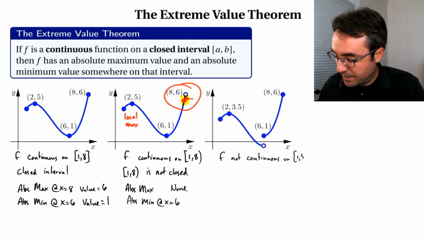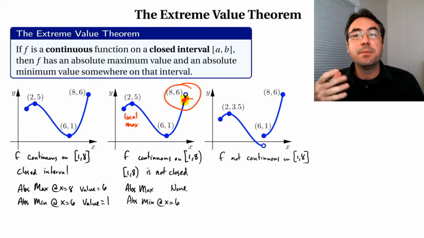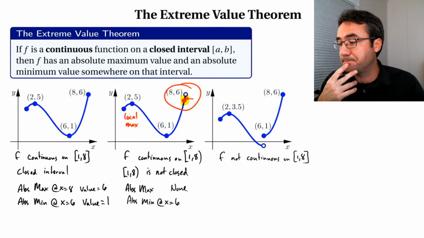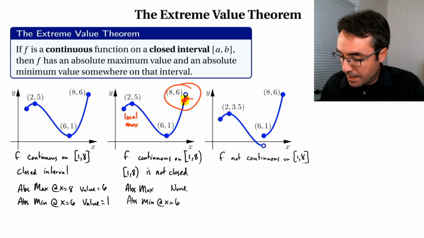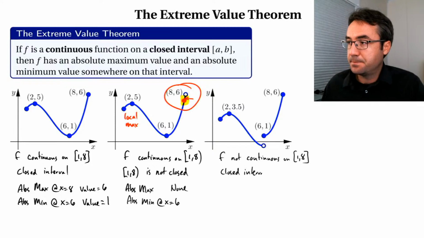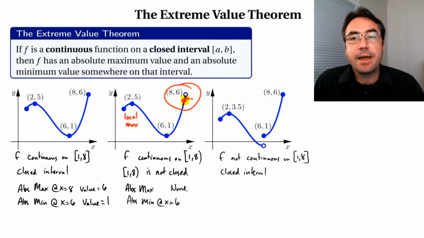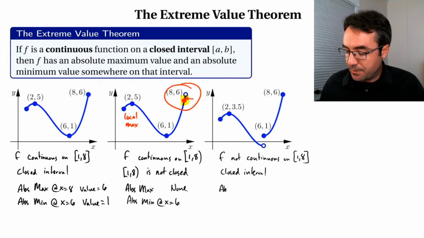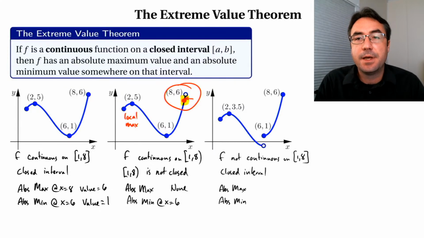So we're still talking about the closed interval from 1 to 8, but now we see a break in our graph at x equals 6. So the function is not continuous on that closed interval. We're still talking about a closed interval, and does our function have an absolute max? Does our function have an absolute min? And that's what we want to find out.